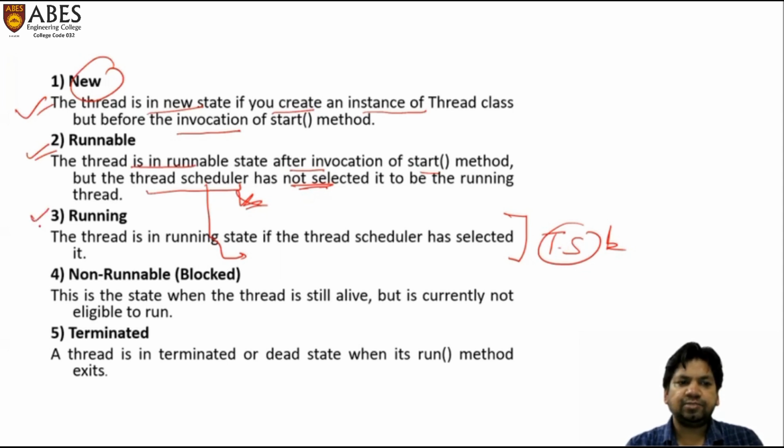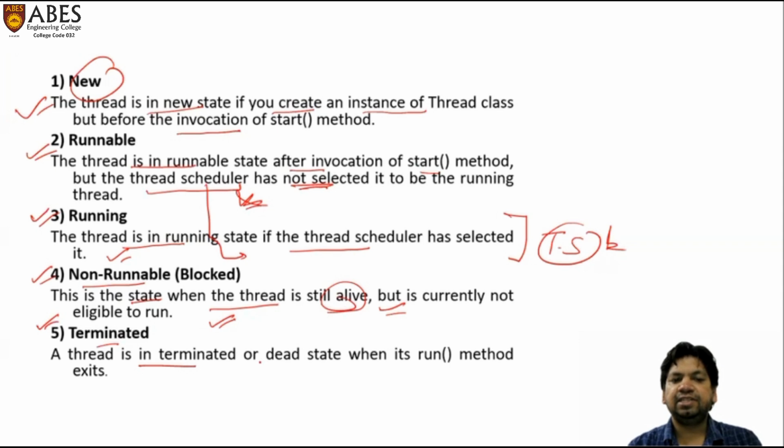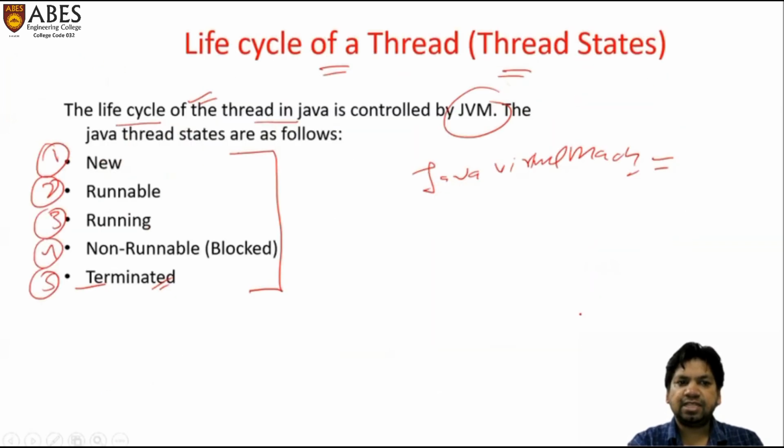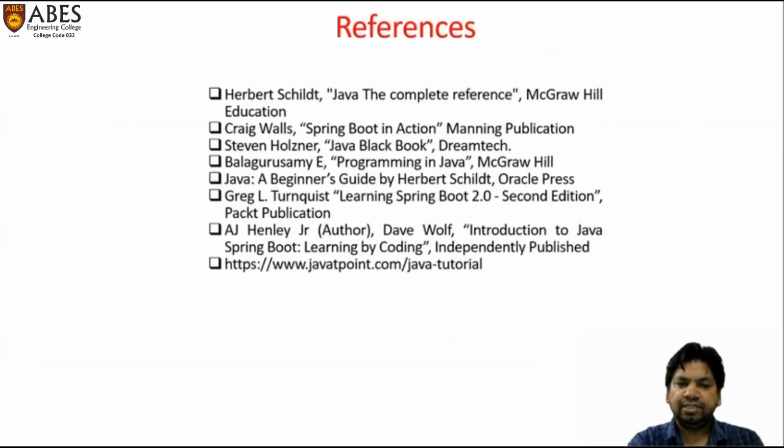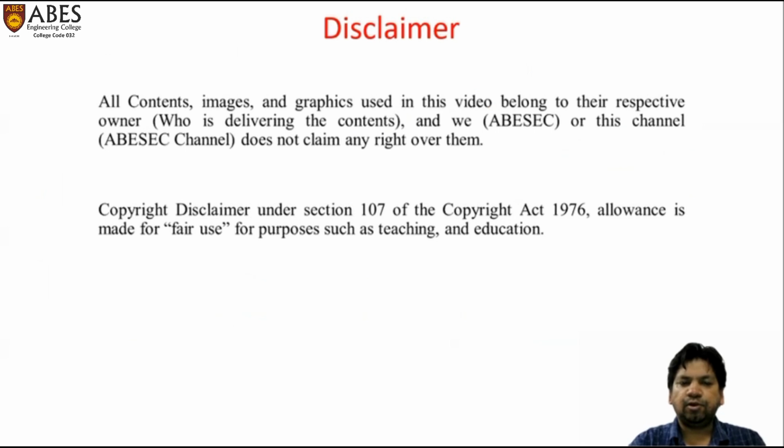In the third part, running, the thread is in the running state if the thread scheduler has selected it. After it selects the thread, it runs. In the fourth part, non-runnable or blocked, this is the state when the thread is still alive but currently not eligible to run. In the fifth part, terminated, the thread is terminated when the run method exits. So this is the thread life cycle, which I have discussed in detail with the diagram and concept points. I hope you have got it. This is a reference you can take for more knowledge. Thank you.